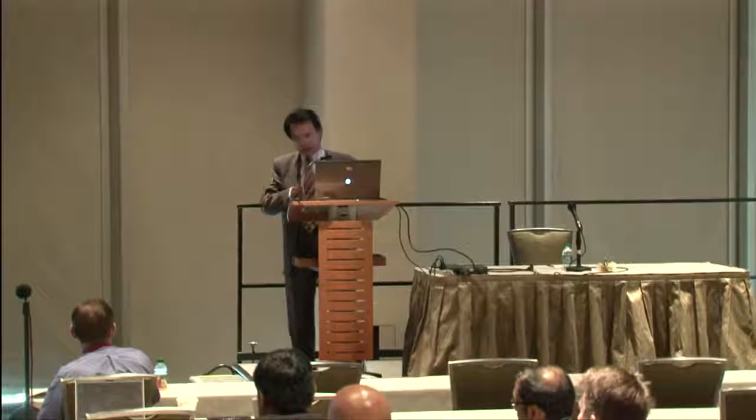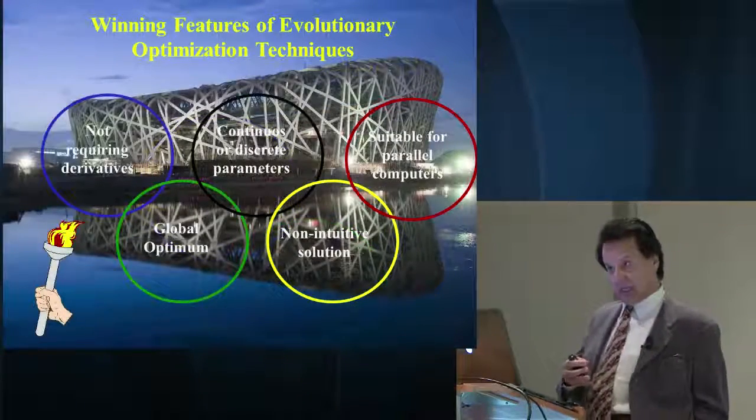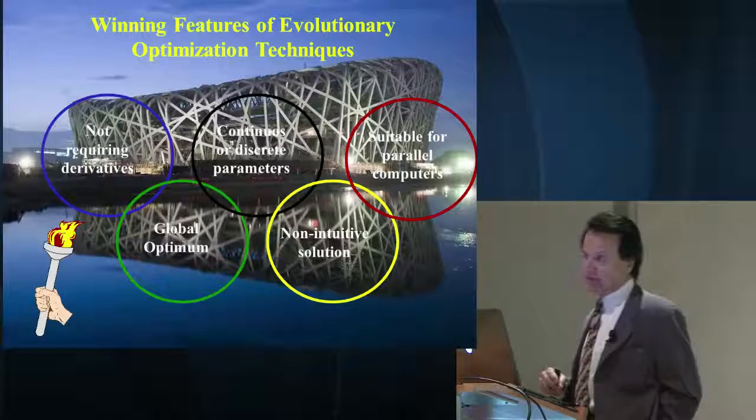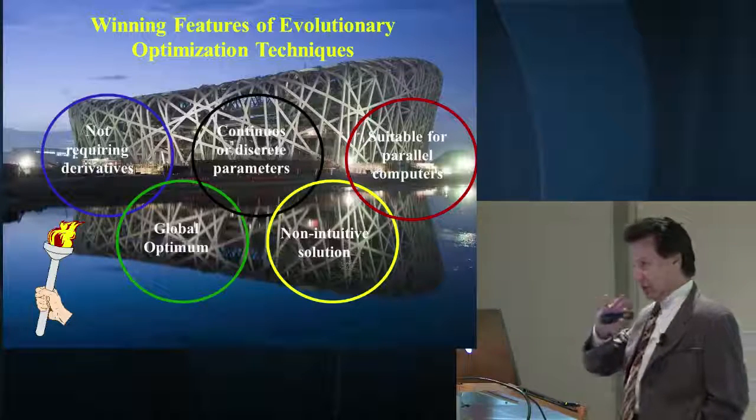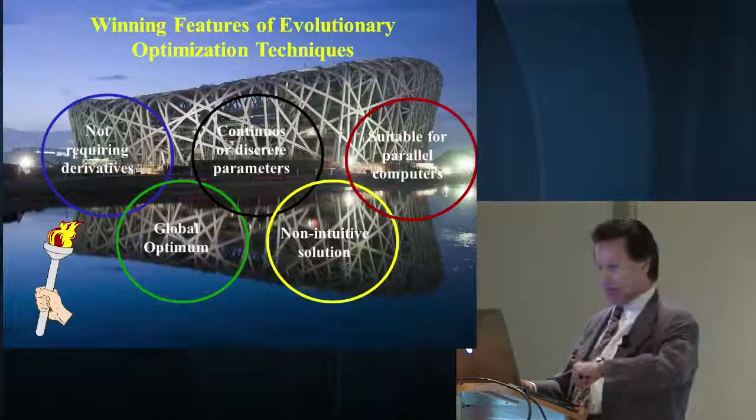You don't need it. They can work with continuous and discrete parameters. It can be binary coding or real number coding. They are very suitable for parallel computers. And they try to look for the global optimum. All of these nature-inspired techniques do that. And most intriguing is the following: you can get solutions that may not be intuitive. After you get them, you may reflect on them to see what the physics of the solution is. But sometimes you get a solution that you might not have thought about. And we'll show some examples of that also.